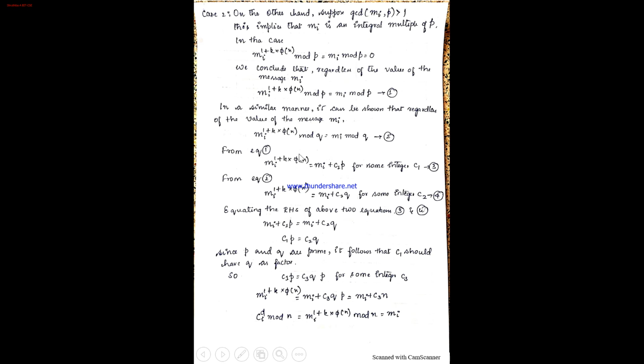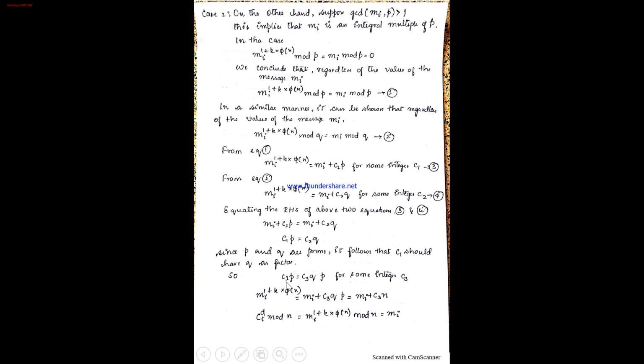So equating the RHS, since the LHS are the same, I'll equate the RHS part. On equating, m_i will get cancelled, and I'll get c1p is equal to c2q. Since p and q are prime, it follows that c1 should have q as a factor, isn't it? If they are prime, then it should be a factor of it.